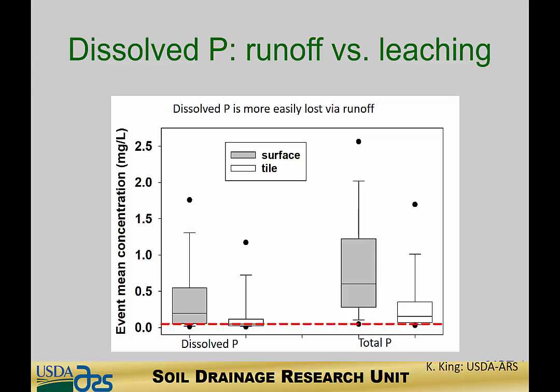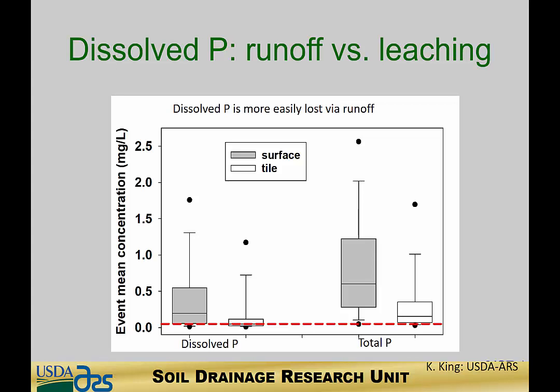It's interesting to note that we have higher concentrations of dissolved phosphorus lost in runoff, not tile drains. Lower concentrations in tile drains. Well, you think about it, it should make sense. The water percolating through the soil profile, you've got a lot of contact of that dissolved phosphorus with the soil before it hits a tile drain. So you expect that you'd have lower concentrations.